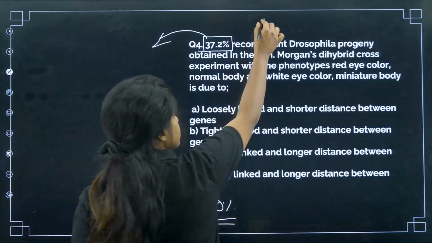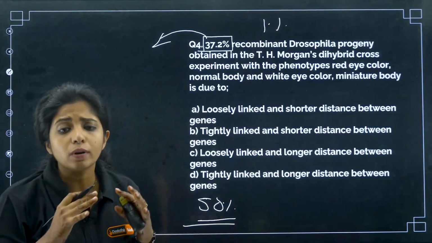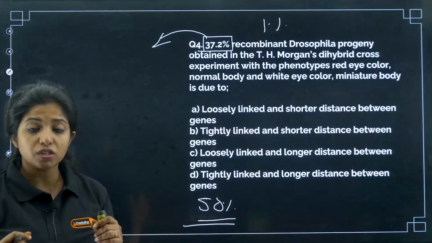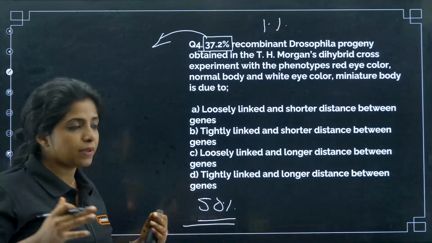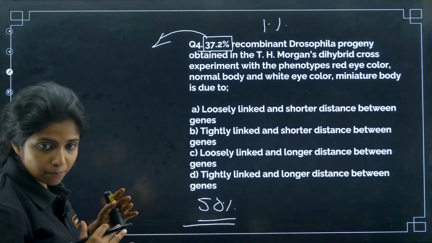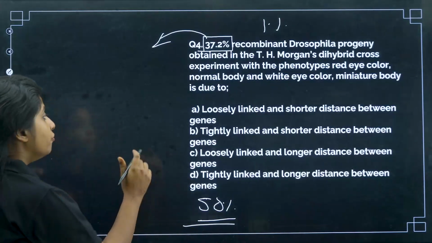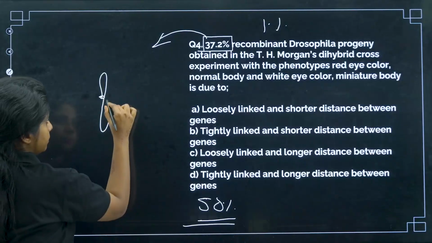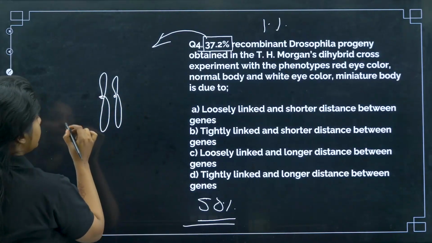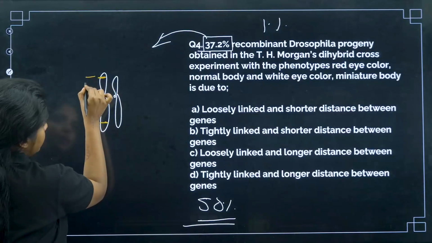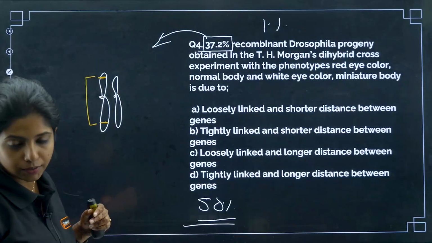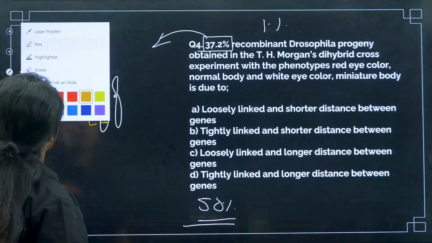If I say that 1% recombination has happened, that means it is very little recombination. Now the question is, why does this much amount of recombination happen? Recombination will happen in less amount or more amount when, my dear children, the genes are located very far from each other. That's when recombination will happen.